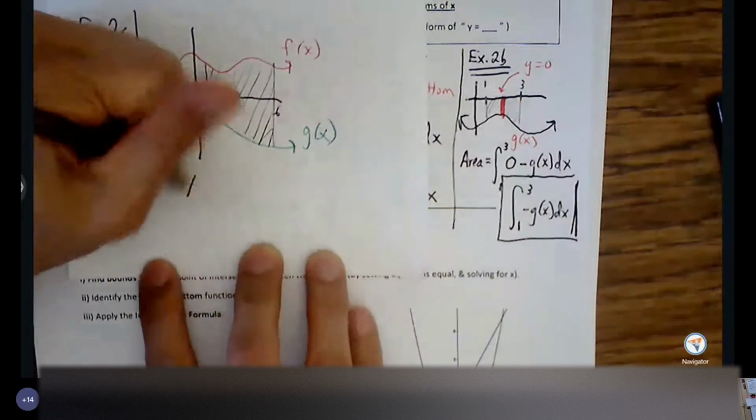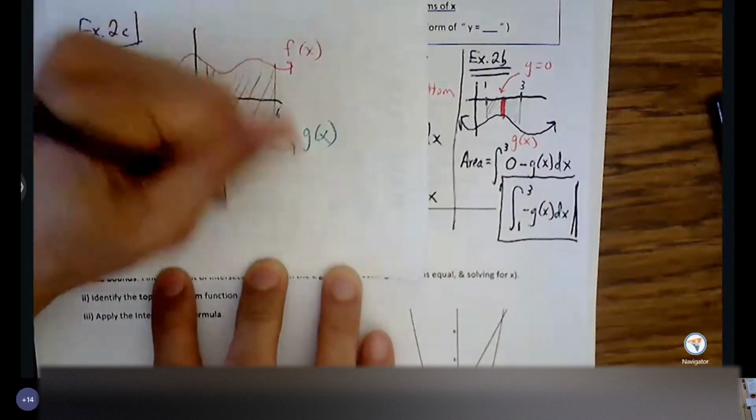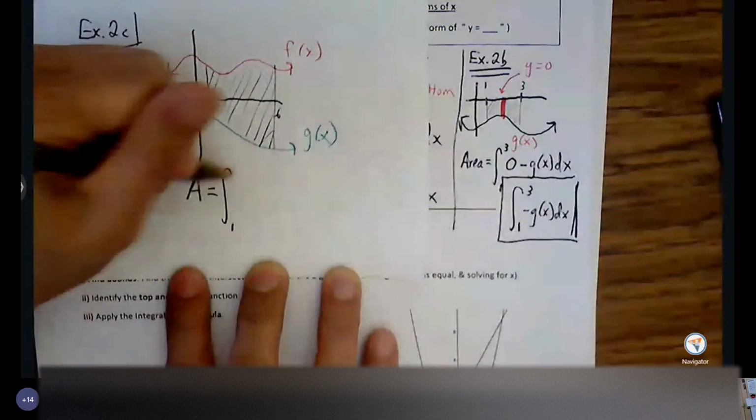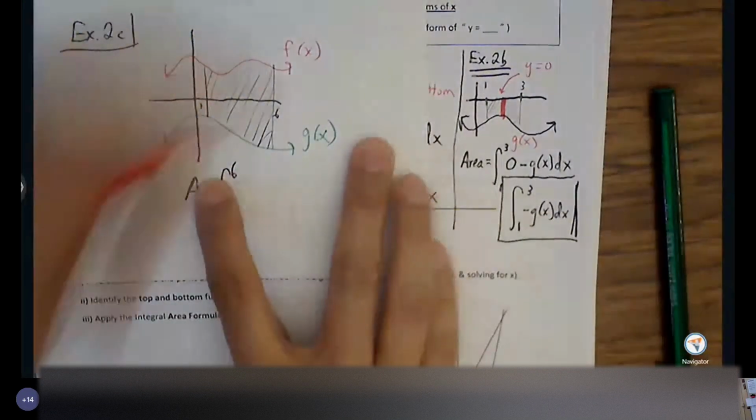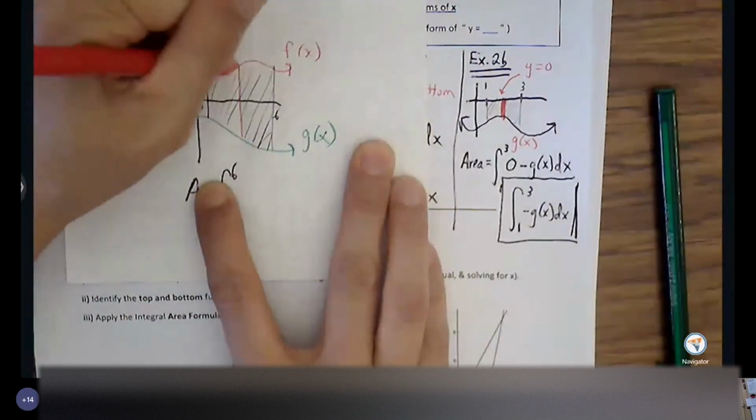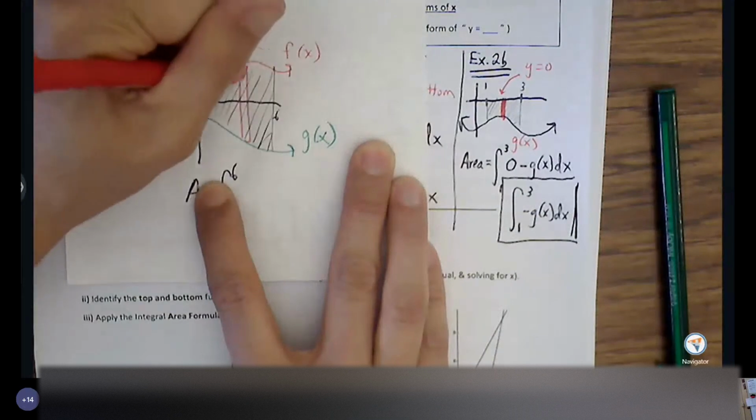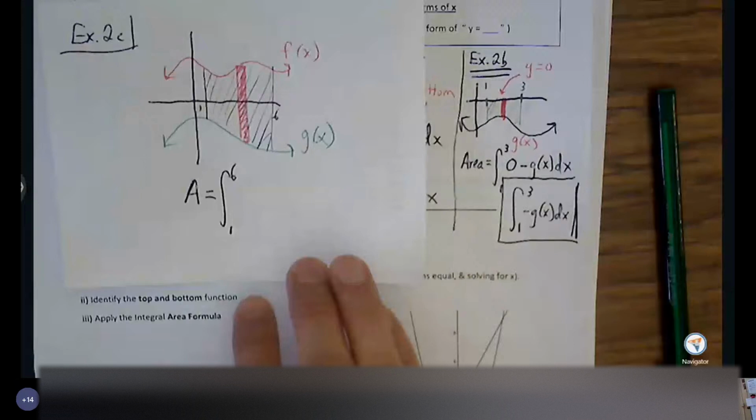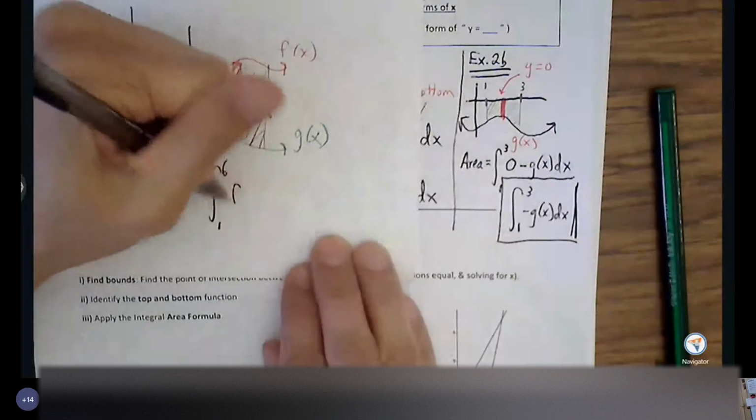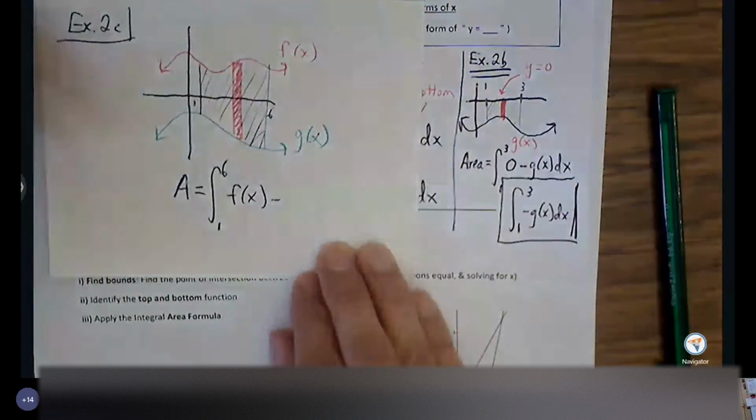Okay. Same process, area equals the integral from 1 to 6. What's the representative rectangle? It's a vertical rectangle that connects the two boundaries. What's the top graph? Okay, minus q of x.